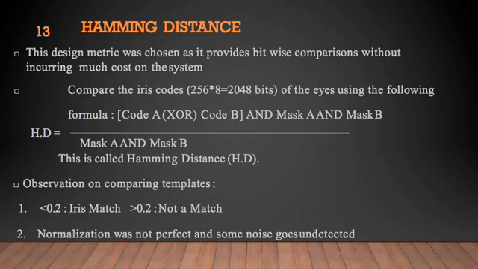The Hamming distance can be calculated by this formula, and the result given by the Hamming distance determines if there is an iris match or not. If our Hamming distance is less than 0.2, then it is an iris match, and if it is not less than 0.2, that is, it is greater than 0.2, it is not a match.